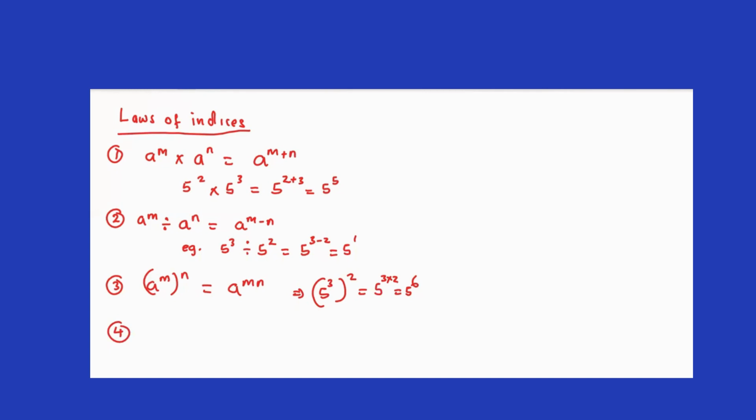this one is where we talk of a raised power 0. Any number raised power 0 is equal to 1. This is where many students get confused by saying that a number raised power 0 is equal to 0. It is not the case. Any number raised power 0 is 1. So even if I take 1,000,000 raised power 0, I'll still get 1. 5 raised power 0 will still be equal to 1.